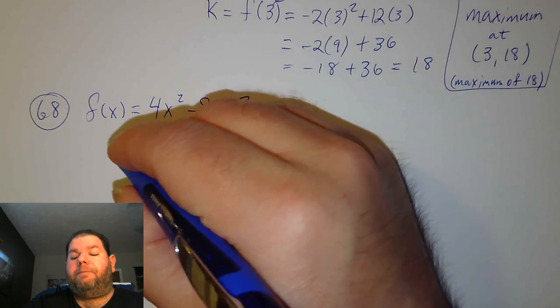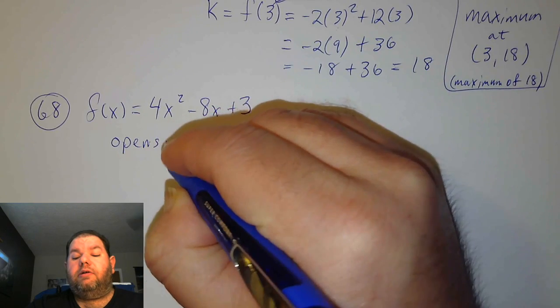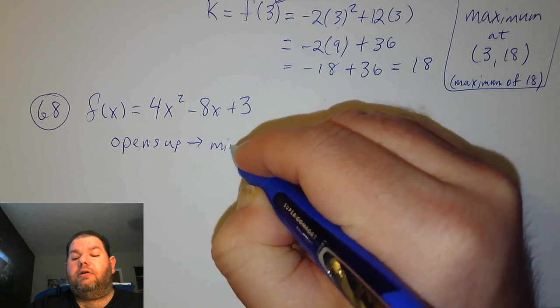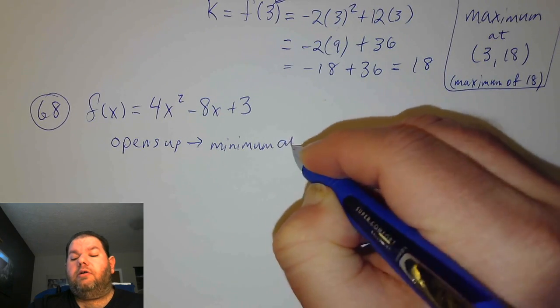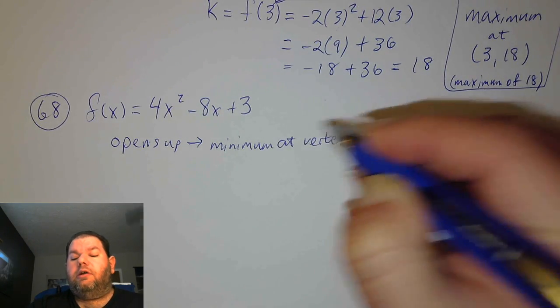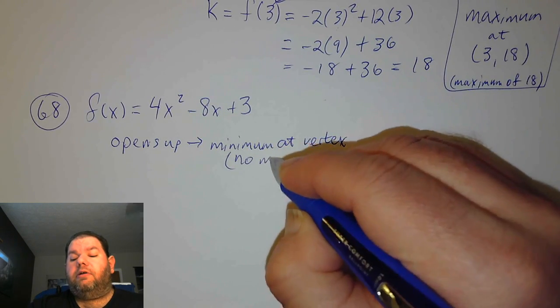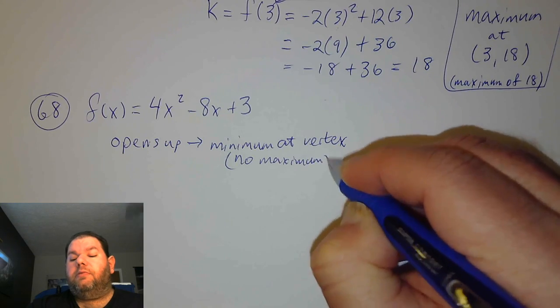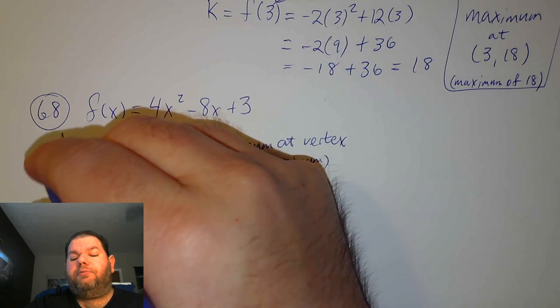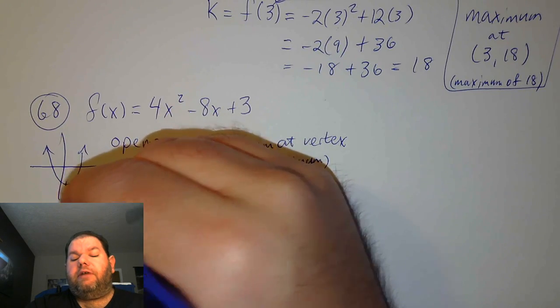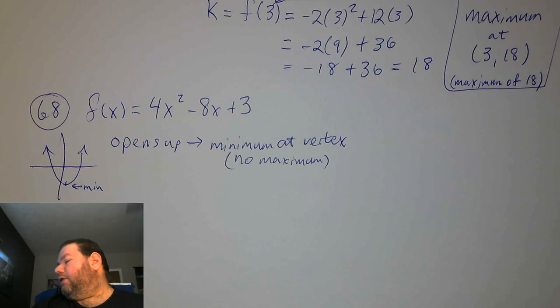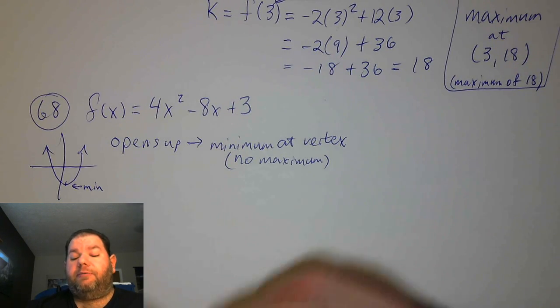Right, this one will open up and therefore have a minimum at the vertex. And also have no maximum. As we can see with the parabola that opens upward, we're certainly going to have a minimum at the bottom of the graph and no maximum as the graph keeps going up and up to infinity. So once we establish that it opens up and has a minimum, then we'll just find the vertex like before.